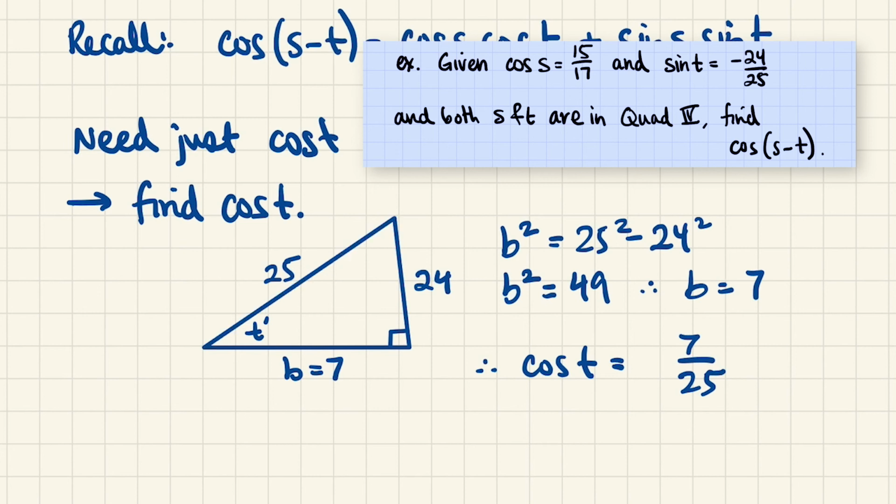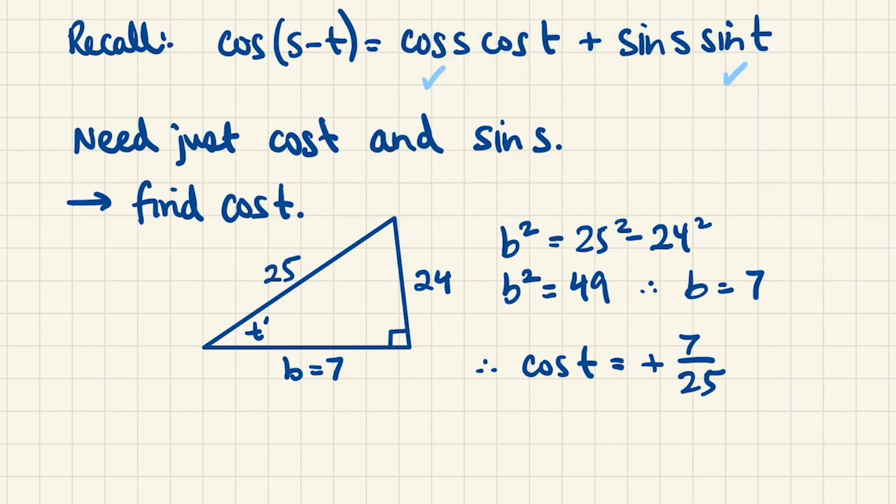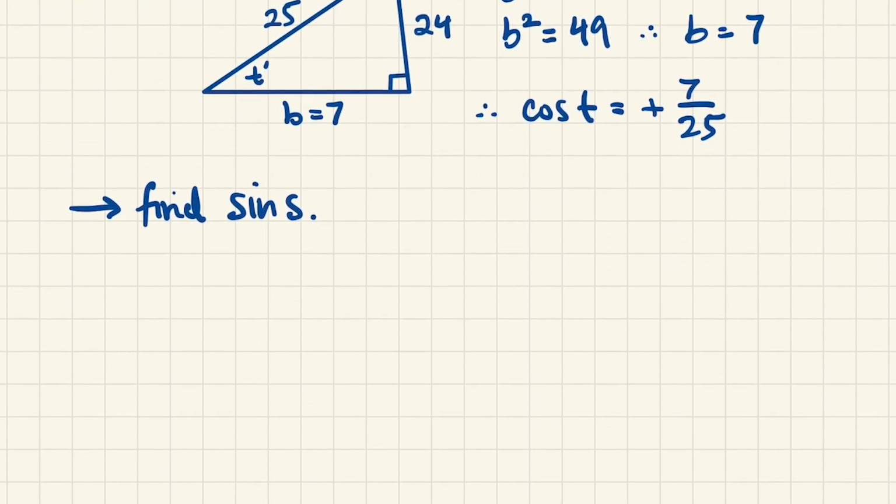And because t is in the fourth quadrant, and we're taking the cosine, and cosine's positive in the fourth quadrant, we know that this is going to be positive 7 over 25. Okay, so now the other ingredient we needed was sine of s. And we'll use a triangle for that one as well.